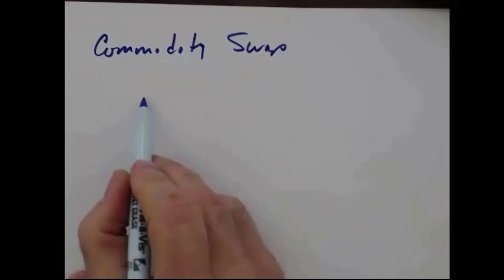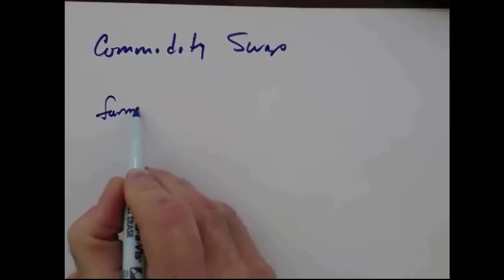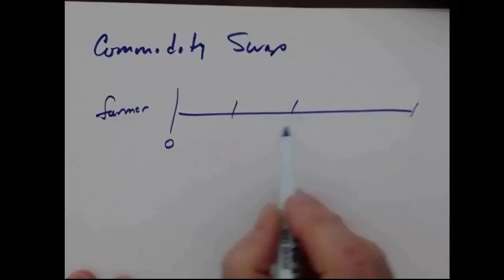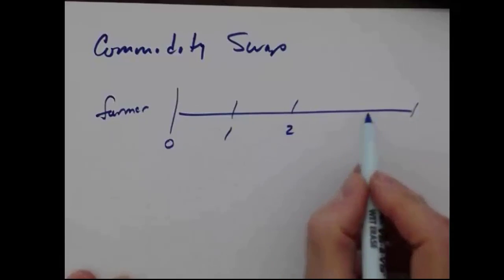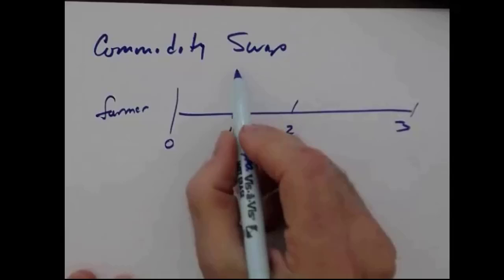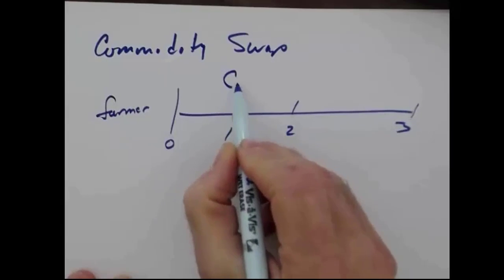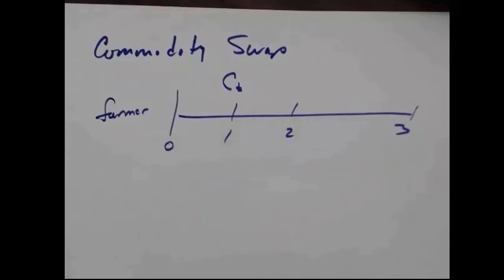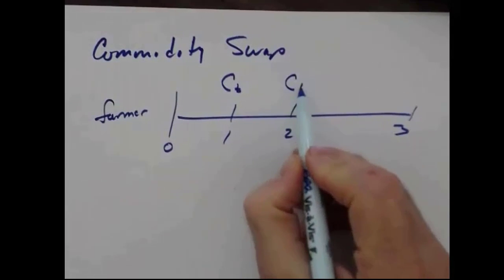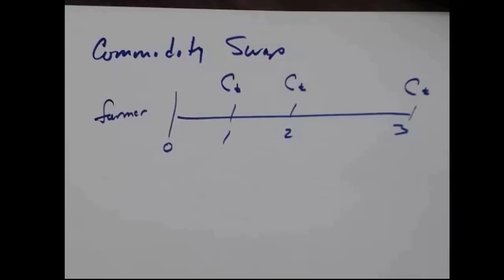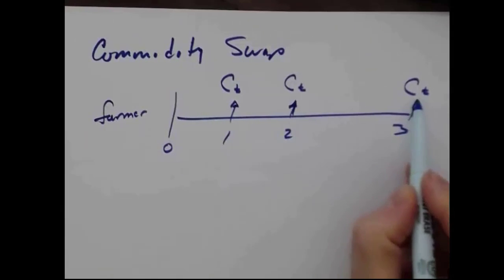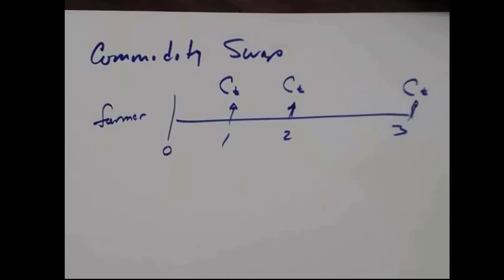So, what does this look like? Well, let's just make it over 3 years here. The farmer is going to get CT, and that's the price of corn per bushel. So that's what we're looking at, the price of corn. These are, say, the next 3 years, and whatever this price of corn is, this is what the farmer is going to get. That's the farmer all by himself without a swap.